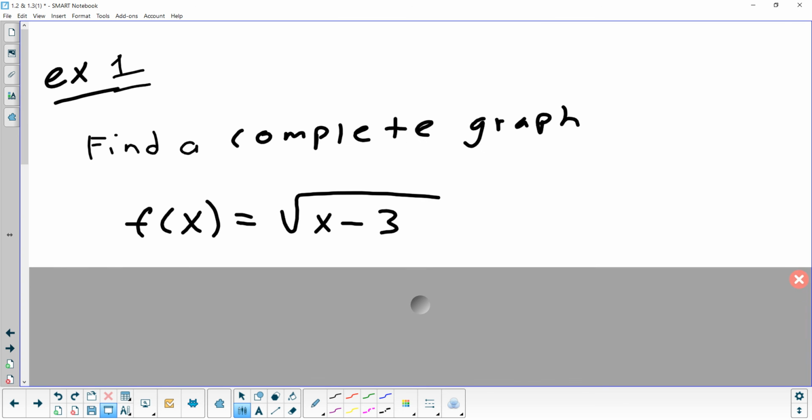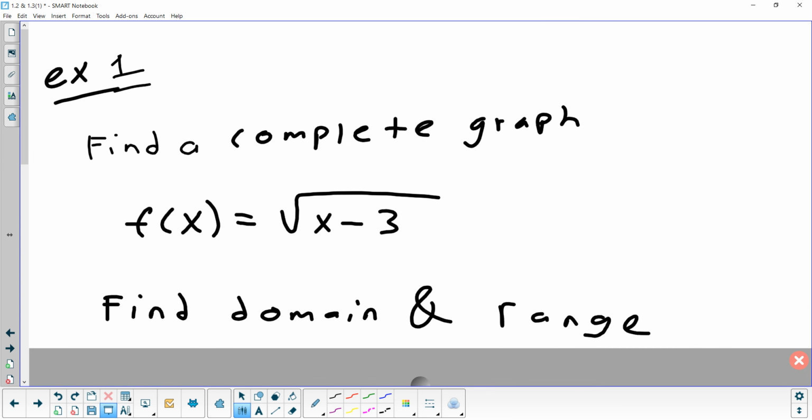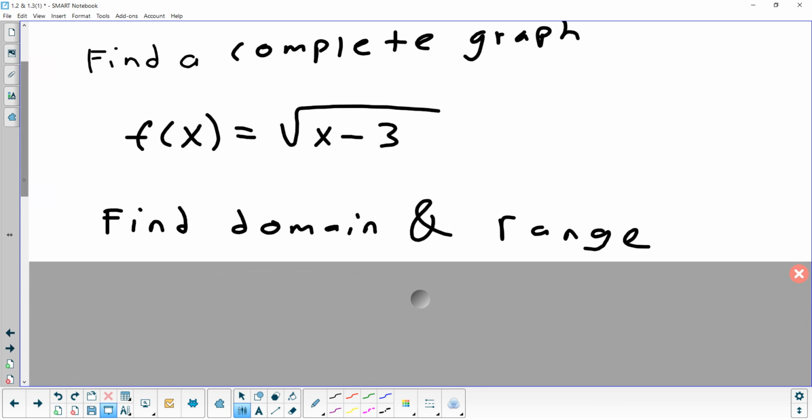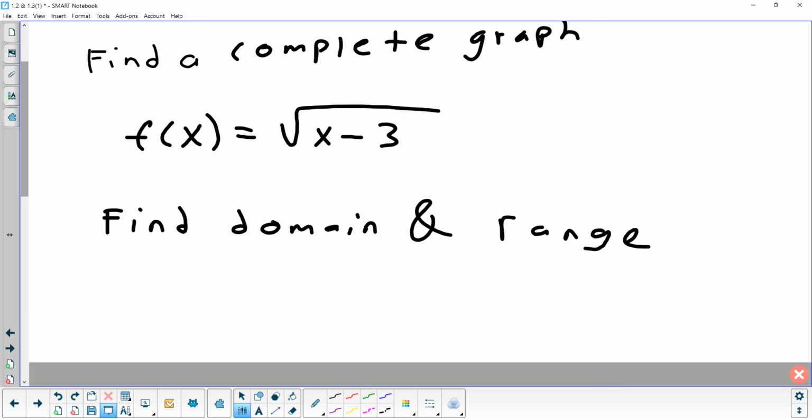All right, so let's do another one. It says find a complete graph, so we'll do a window on the calculator. And then using that, let's write down the domain and the range. D is domain, R is range. All right.